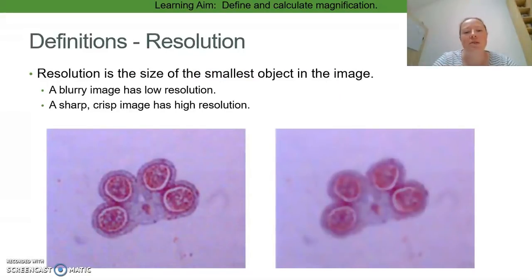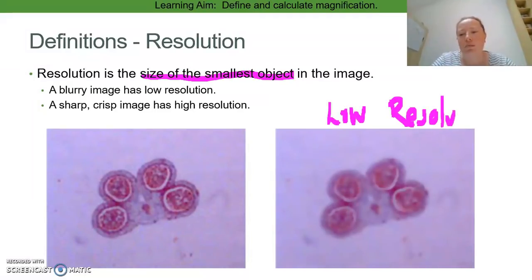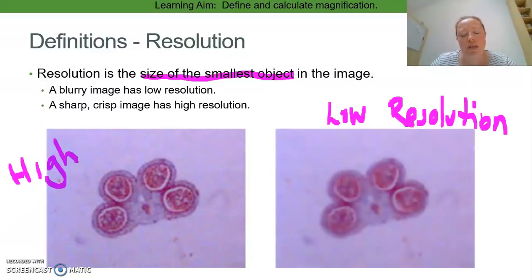Resolution, on the other hand, tells us the size of the smallest object in the image. So on the left-hand side, we have a low resolution, and you can see it looks a bit blurry. On the right-hand side, we have high resolution, and you can see we've got a lot of details in there. The smallest object we can see is pretty small.